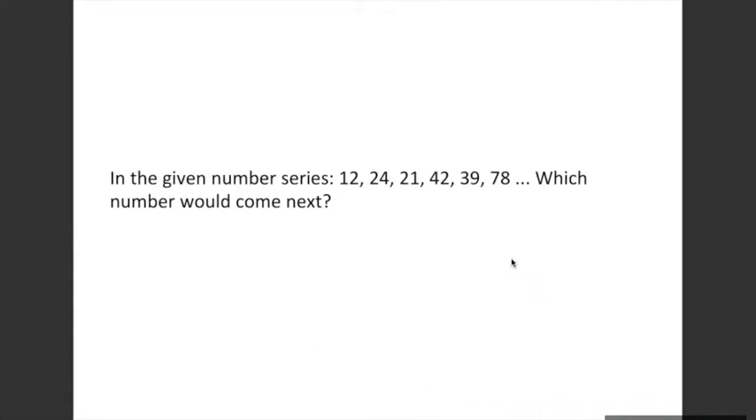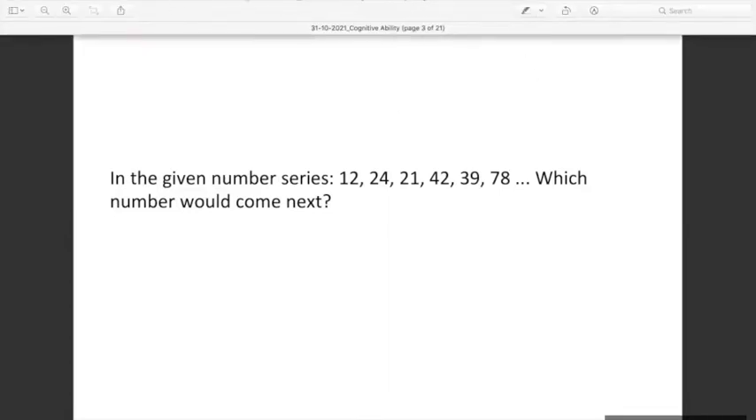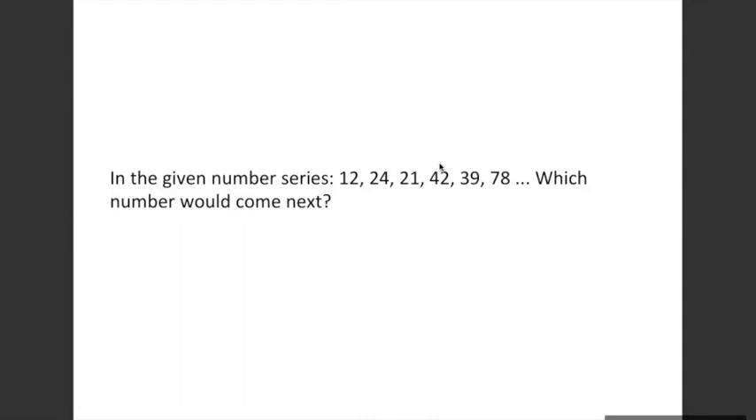So this is a series question. You're given the series 12, 24, 21, 42, 39, 78. Which number would come next? Which will be the next number after 78? Okay. First of all, any logical sequence anybody is able to find? 73. Okay. Somebody says 73. 93. Okay. What is the logic?